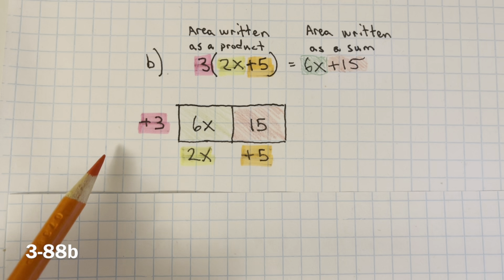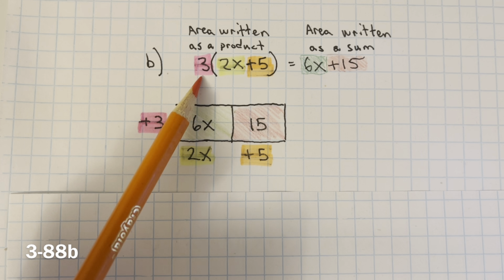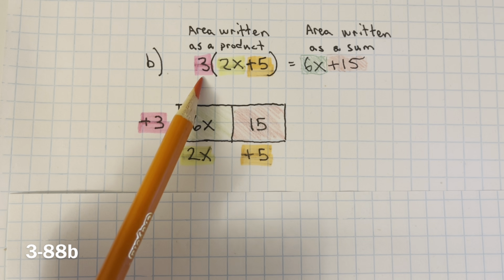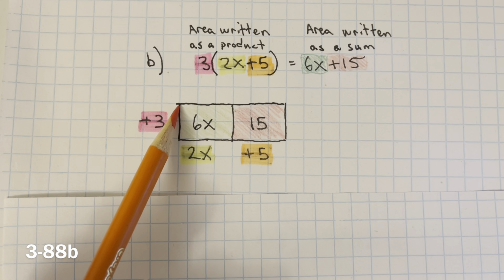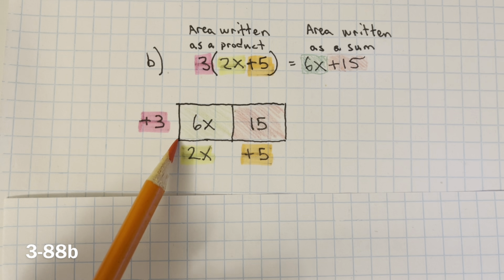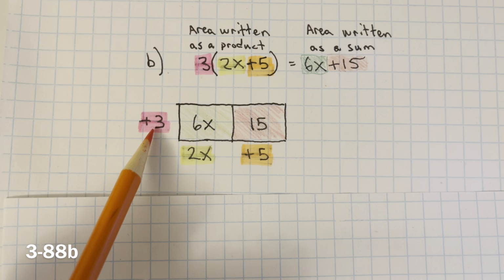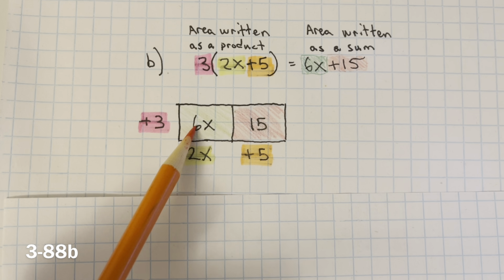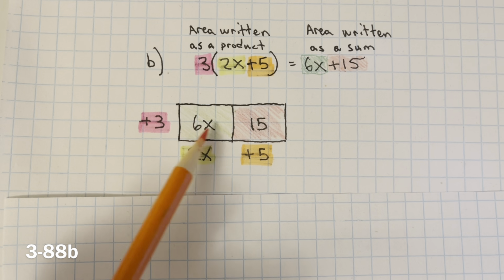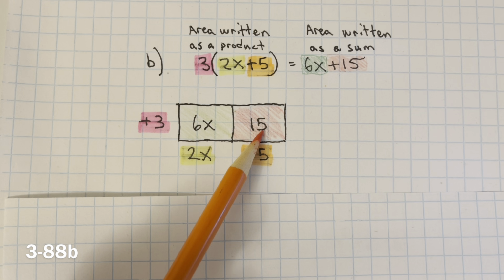For 388b, you're given the area written as a product. But this time we only have one term multiplied by two terms. So for the area model, we just need a 1 by 2. And now we have 3 multiplied by 2x. 3 multiplied by 2 is 6. Multiplied by x is x, so that's 6x. 3 multiplied by 5 is 15.